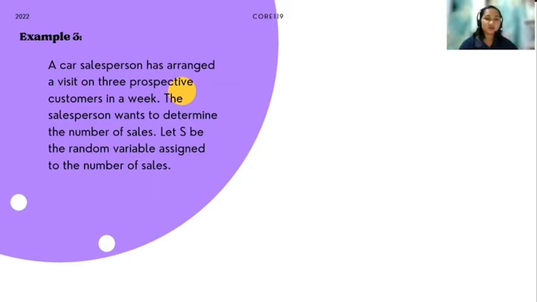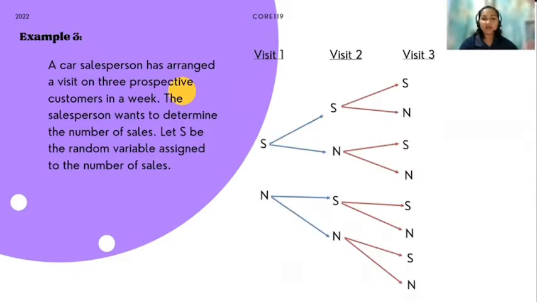The salesperson wants to determine the number of sales, so let S be the random variable assigned to the number of sales. So let's create a tree diagram so that we can illustrate the given situation. We have 3 visits. So let's say, for example, we have S for a successful sale, and N for no sale. So for this one, we'll have sale, sale, and then sale, meaning 3 successful sales.